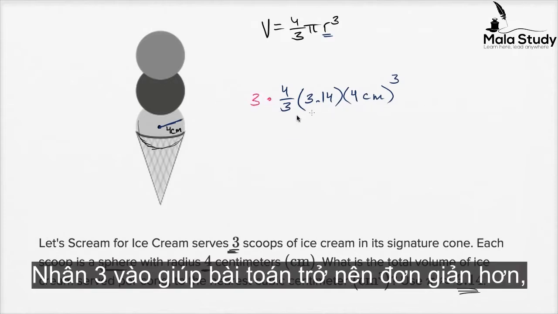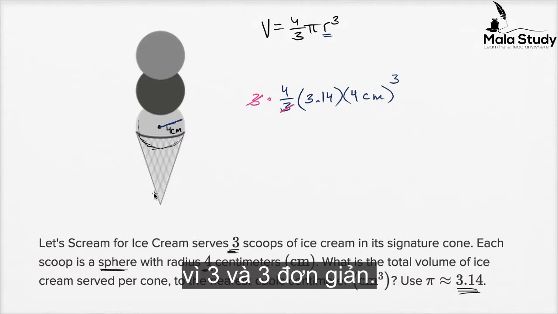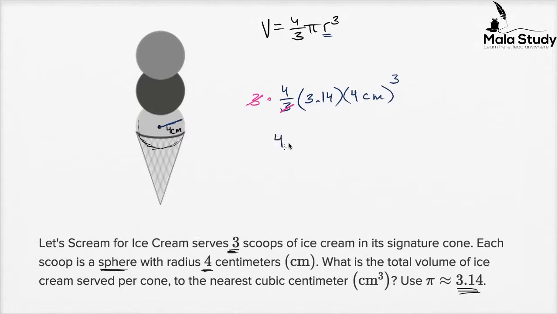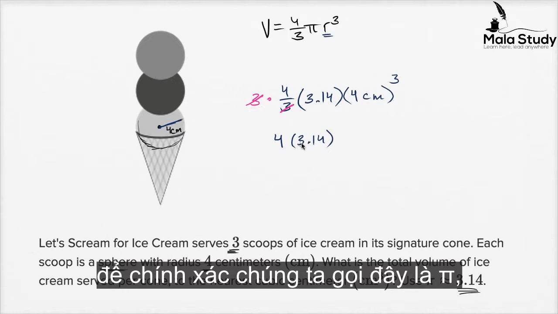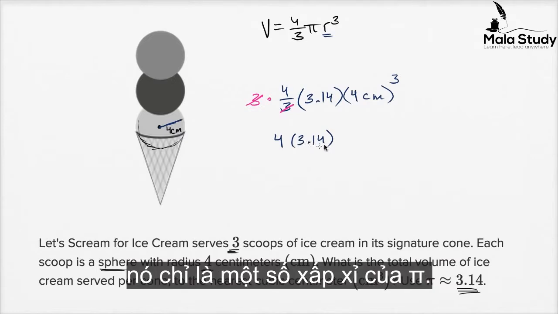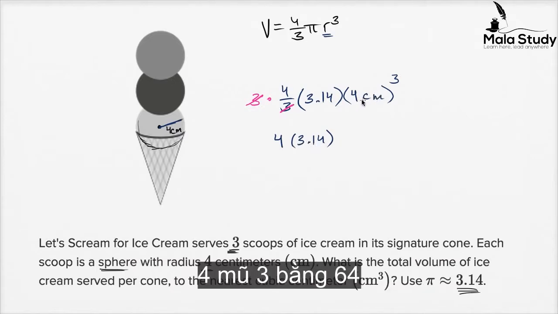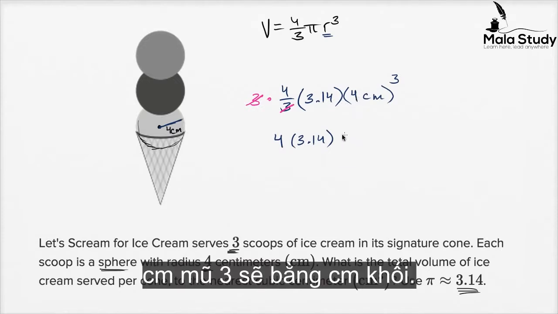It actually makes our calculation a little bit simpler, because we have 3 divided by 3, and so we are left with 4 times 3.14. If we were more precise, we would just say this is pi right over here. This is just an approximation for pi. And then 4 centimeters cubed, let's see, 4 cubed is 16 times 4, it's 64. So this is going to be times 64. And you could also think of us as cubing the dimensions. So centimeters cubed, that's going to be cubic centimeters.